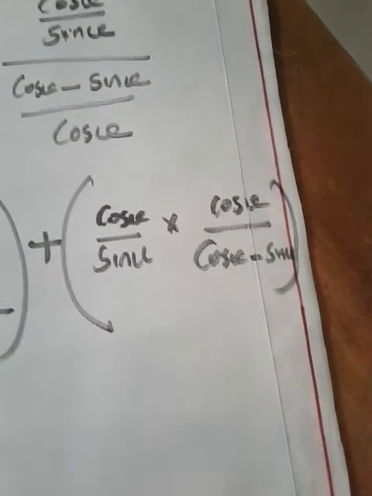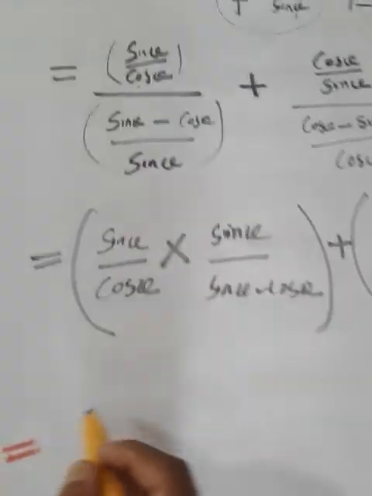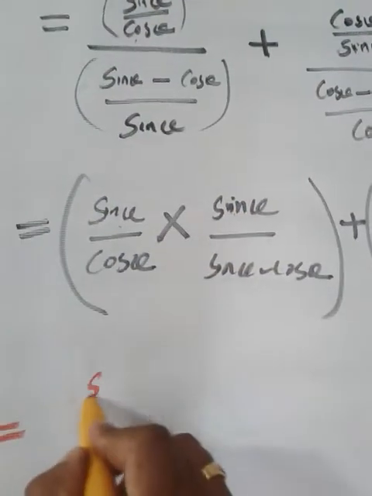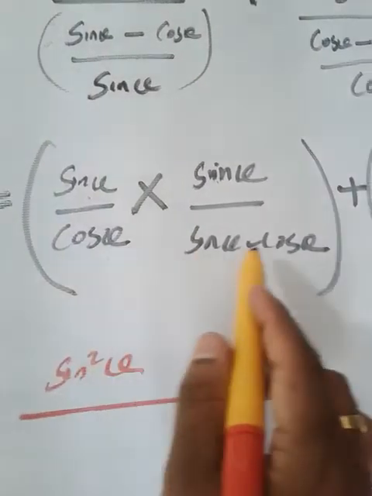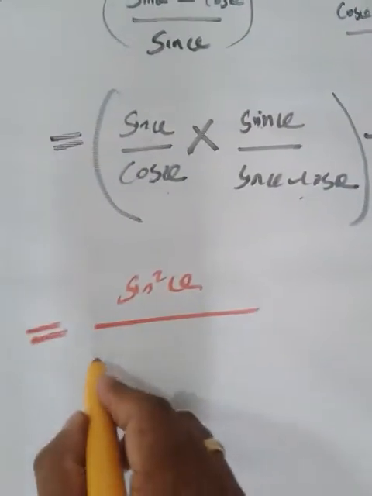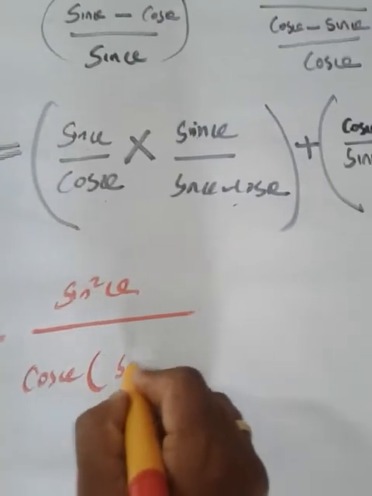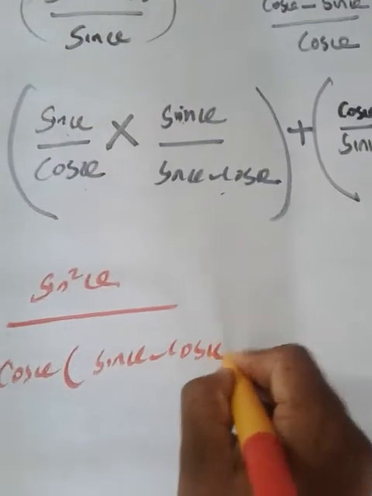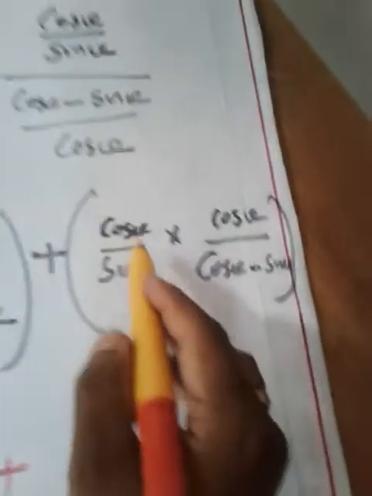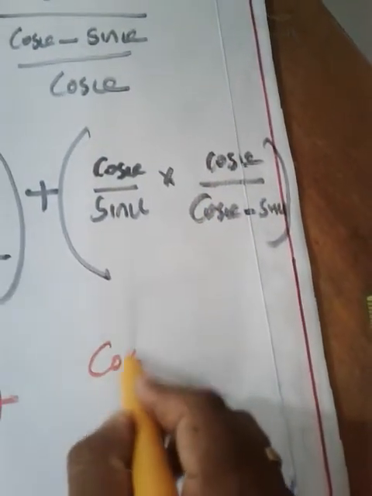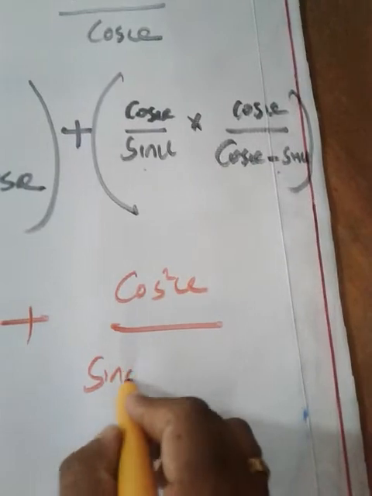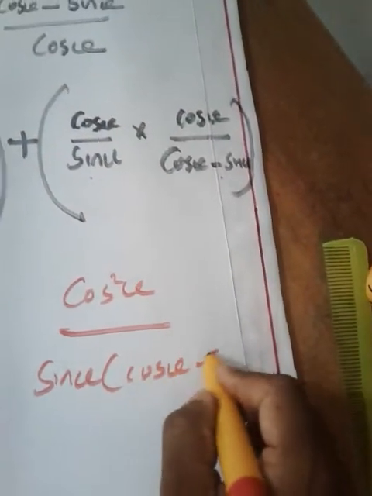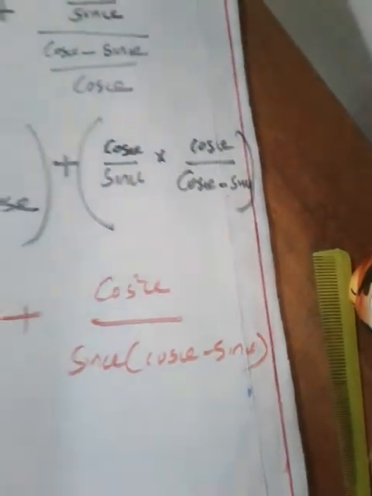Now let us come to this portion. What is sin theta into sin theta? Sin square theta. What is cos theta into sin theta minus cos theta? As it is, so I am going to write it as it is: cos theta into sin theta minus cos theta. Plus, what is cos theta into cos theta? Cos square theta. Then what is sin theta into cos theta minus sin theta? As it is: sin theta into cos theta minus sin theta. You may have understood.